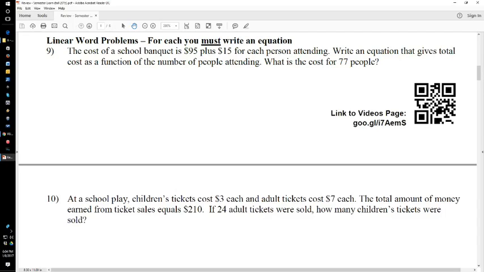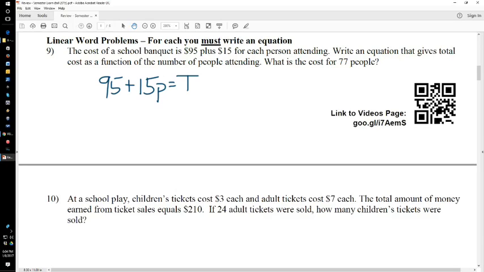So basically, here's all you got to do. The cost of a school banquet is $95. That's a base rate. It's not 95 per person, it's just $95. $95 plus $15 for each person. So 15 times the number of people. Okay? And that would equal my total. I'll make it a big T because it's the big final total. Okay? So if you want to know how much the cost is, you just throw in the number of people.